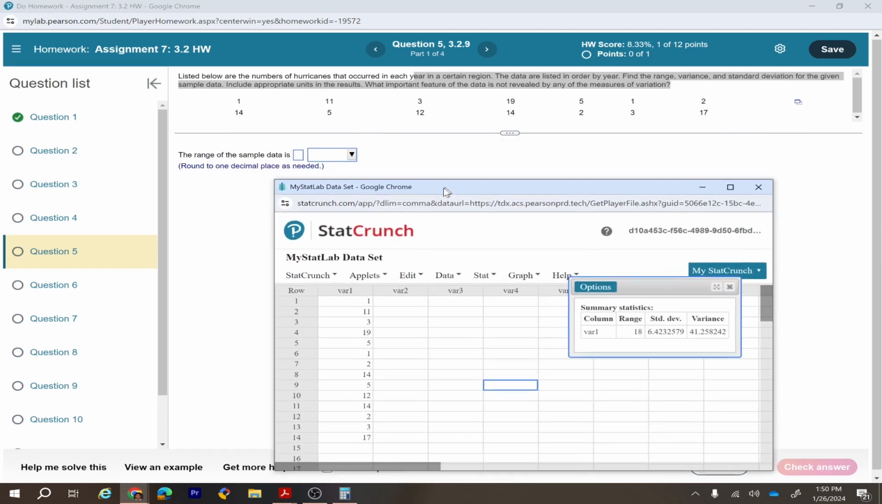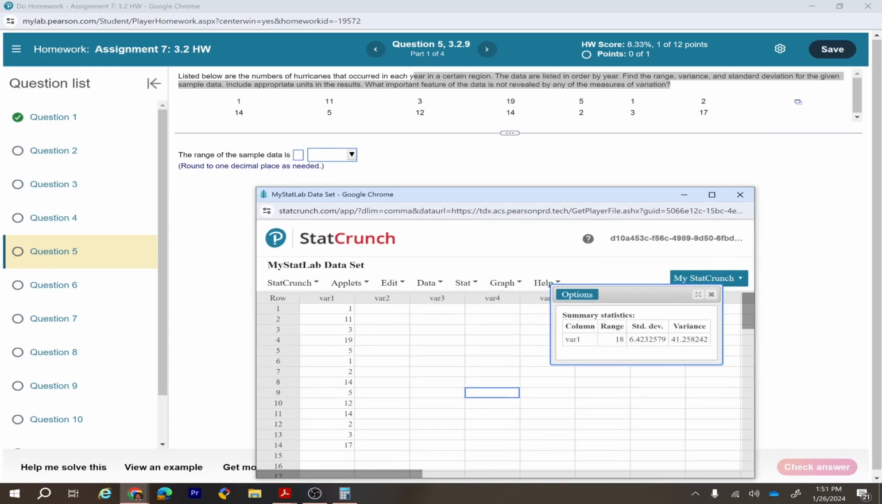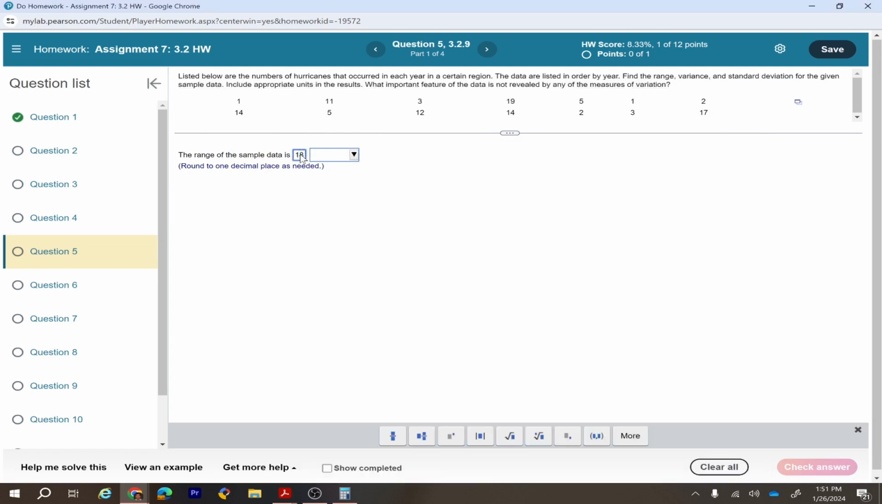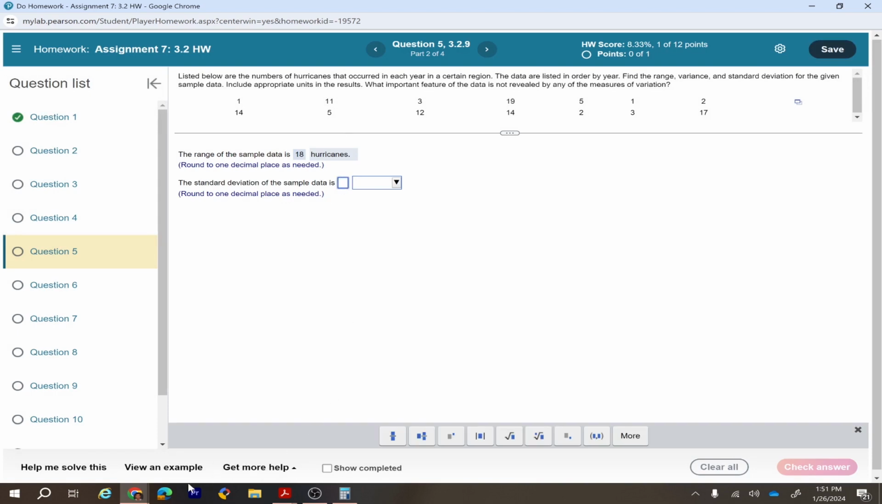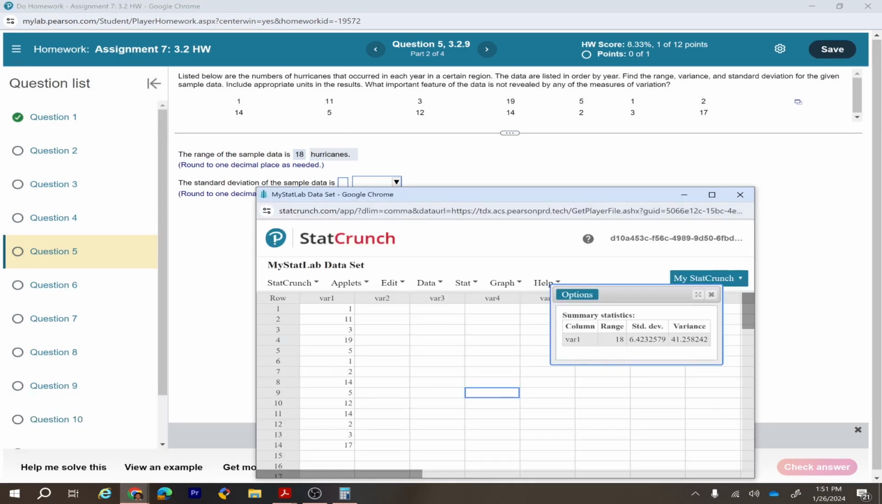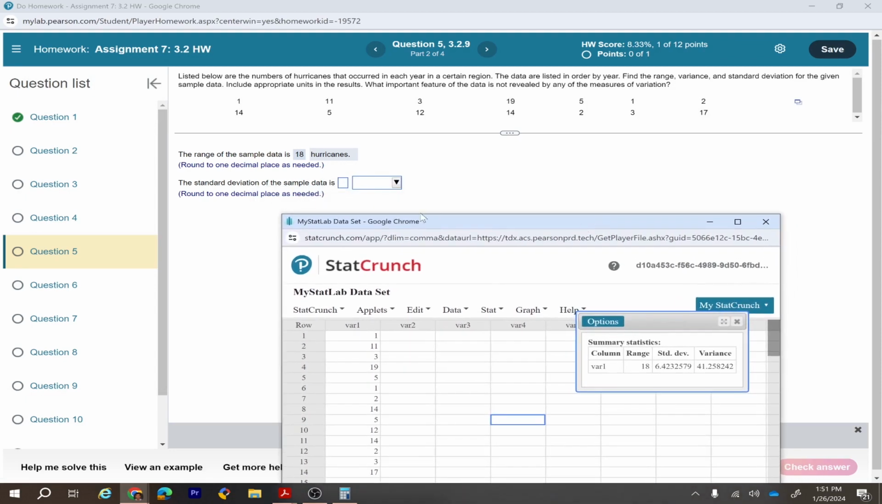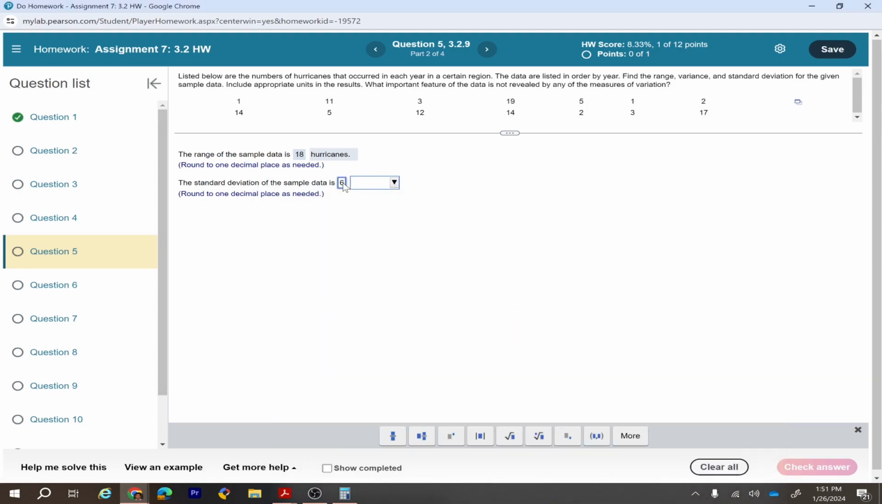So what is the range? Range is 18. What is the unit of range? Same as the unit of the data, which is number of hurricanes. So what is the standard deviation? The standard deviation, if you round it to one decimal place, is 6.4. And the unit of the standard deviation is the same as the unit of data, which is hurricanes.